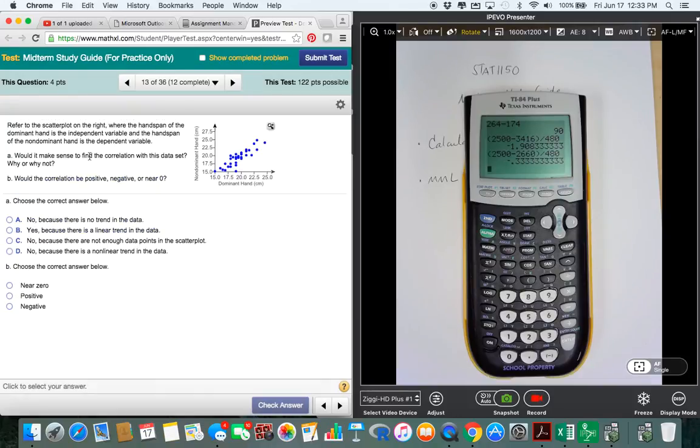Okay, would it make sense to find the correlation with this data set? Yes, because it has a linear trend. Choose the correct answer. Would it be positive? Clearly positive.